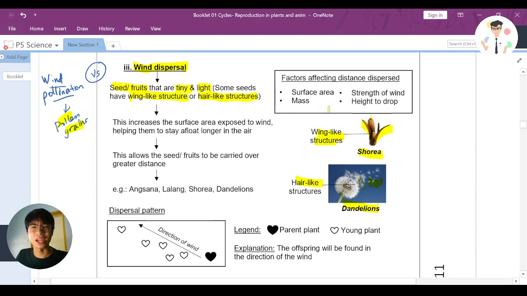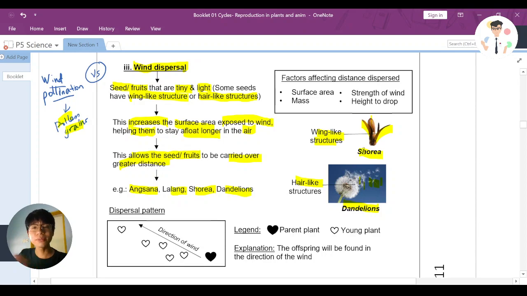Why do we need to have all these characteristics? Because it will increase the surface area. Let me just highlight here, increase the surface area exposed to the wind, which helps them to do what? Help them to stay longer in the air. When they can stay longer, they can travel further. Let me just write here, allow seeds to be carried over a greater distance. Again, as long as it can float longer in the air, it can be carried to a greater distance. As you can see some examples here, Lalang, Shorea, and dandelions.